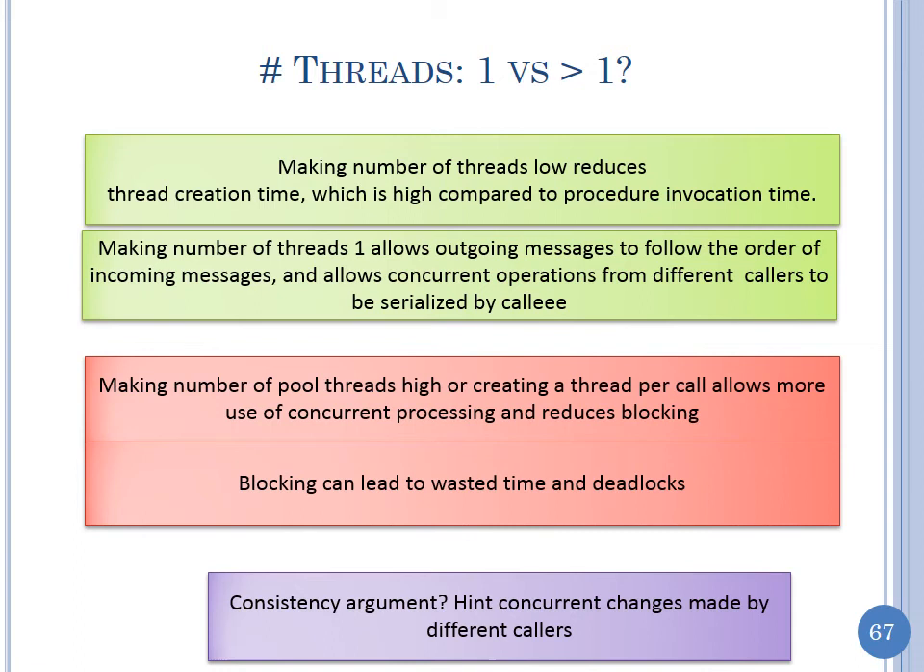And making the number of threads 1 allows outgoing messages to follow the order of the incoming messages. So the server can mediate between the clients and serialize the actions. Once it serializes the actions, it can send the serialized actions to the clients, and the clients know in what order, so they can all agree on the same order of actions.